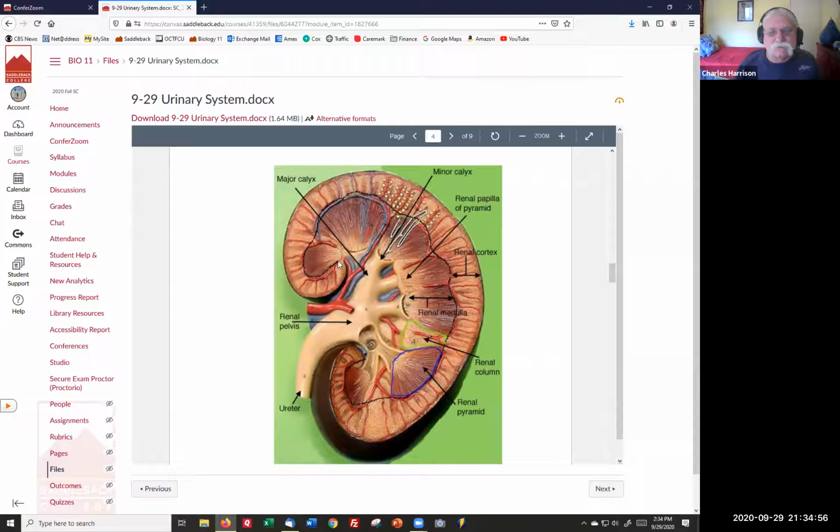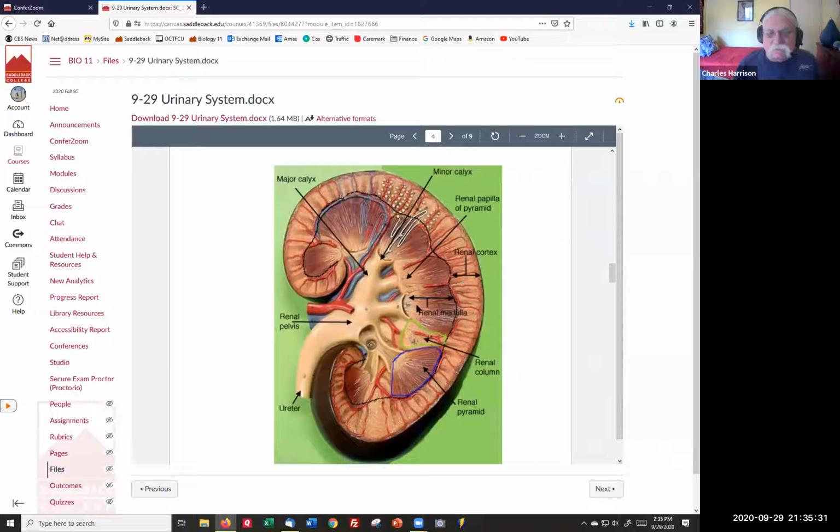You'll notice that there's a separation in appearance, at least, and by blood vessel between the cortex and the medulla. My arrow's tracing it. In a future screen, you'll see that that's called the arcuate artery that separates the renal medulla from the renal cortex. Okay.